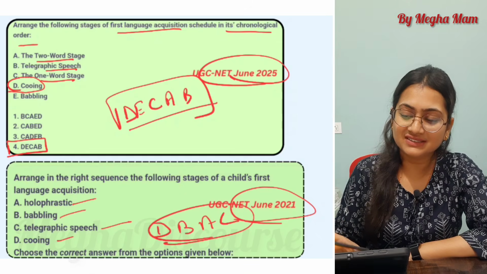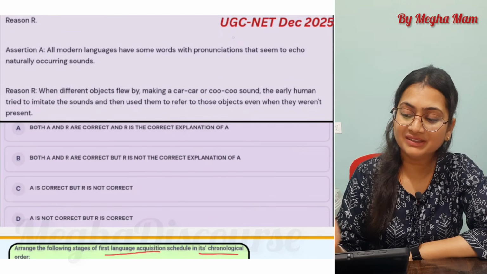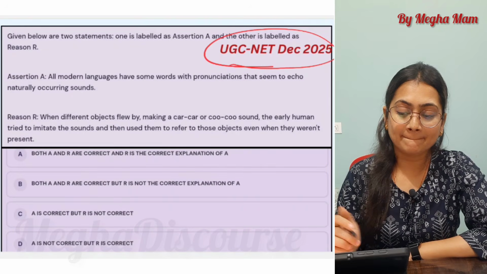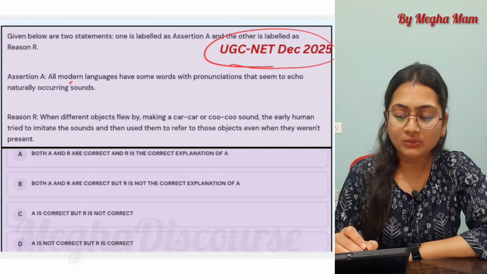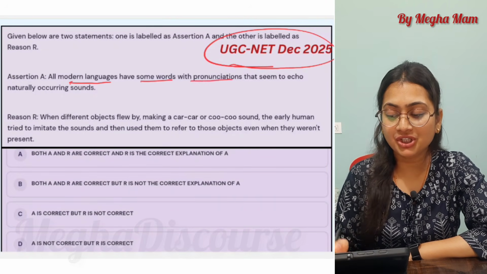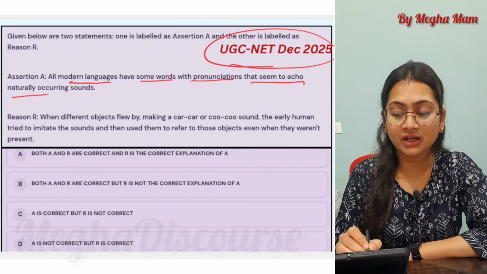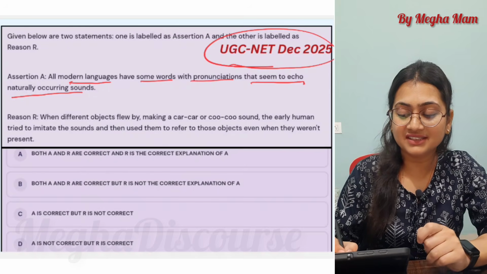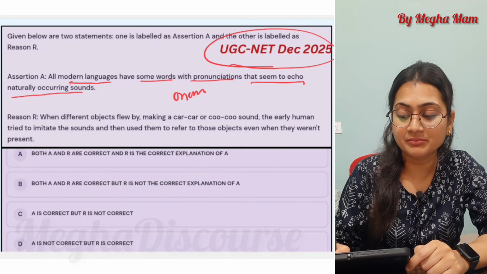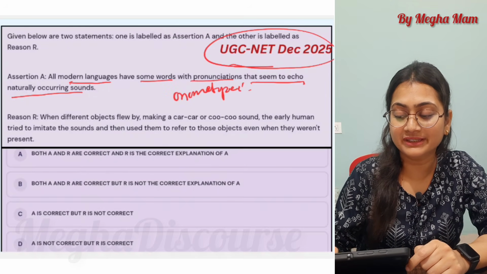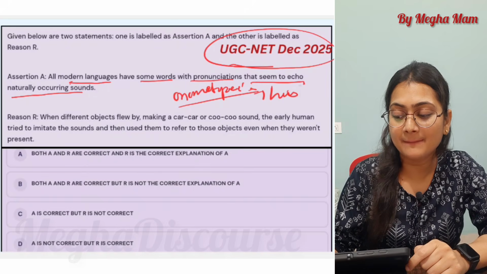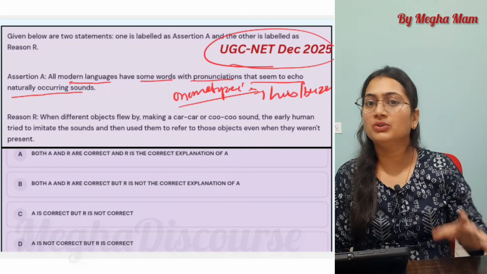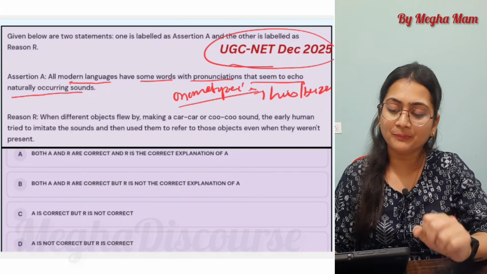Now there is another question from December 2025. The assertion says all modern languages have some words with pronunciation that seem to echo naturally occurring sounds. He is discussing onomatopoeic words, that is, sounds like hiss, budge, cuckoo. So these are onomatopoeic words you have read in figures of speech.